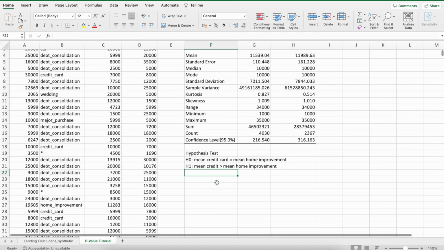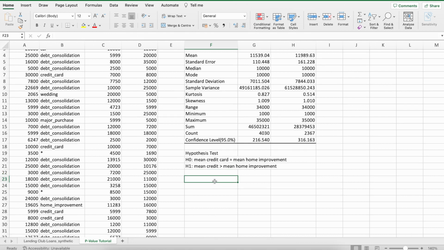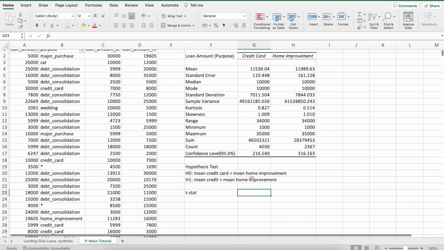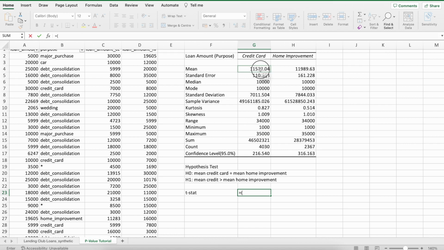So what we can do now is find the t-statistic. This sounds a bit crazy, but for the p-test, we need to find the t-statistic. So we'll just type in t-stat, and obviously we know the equation is equals the sample mean subtract your test mean divided by the standard error. That is your t-statistic. If you don't know that, go to my other video. I'll put it in a card at the beginning of the video.